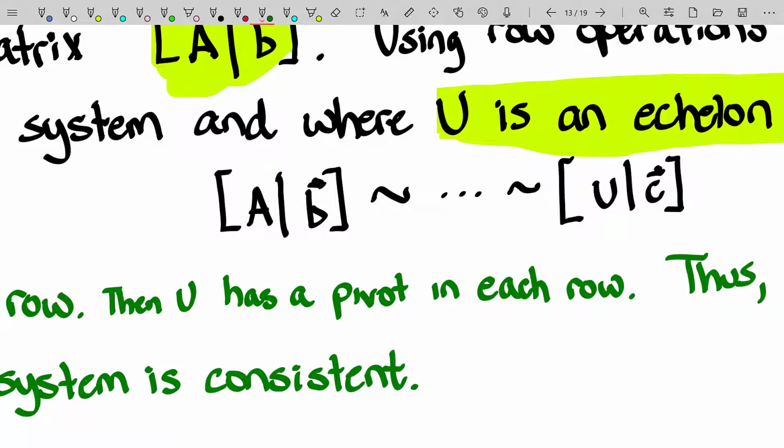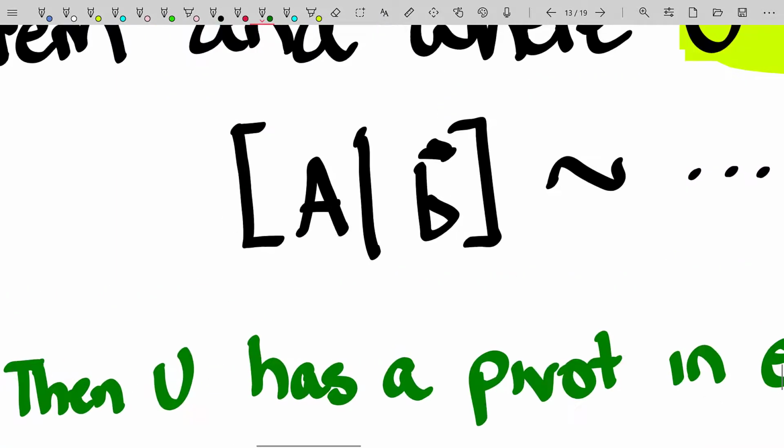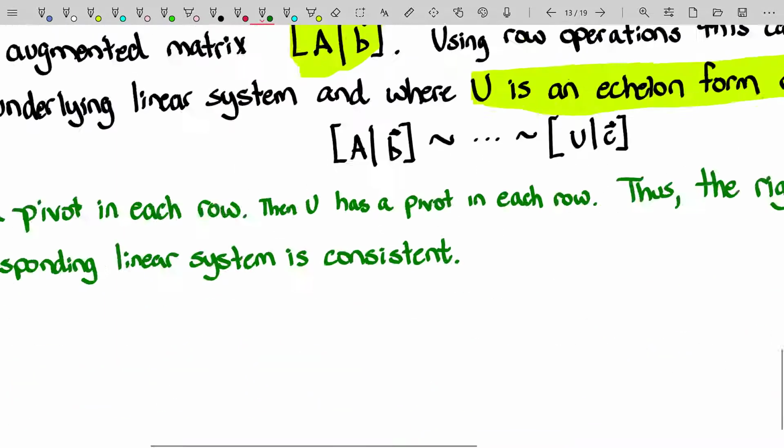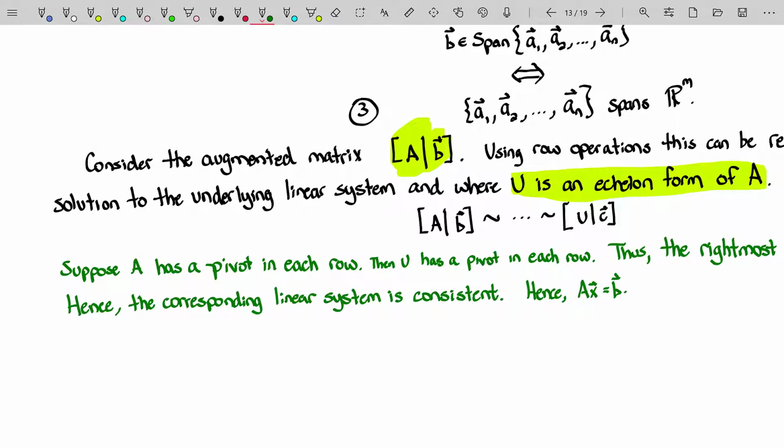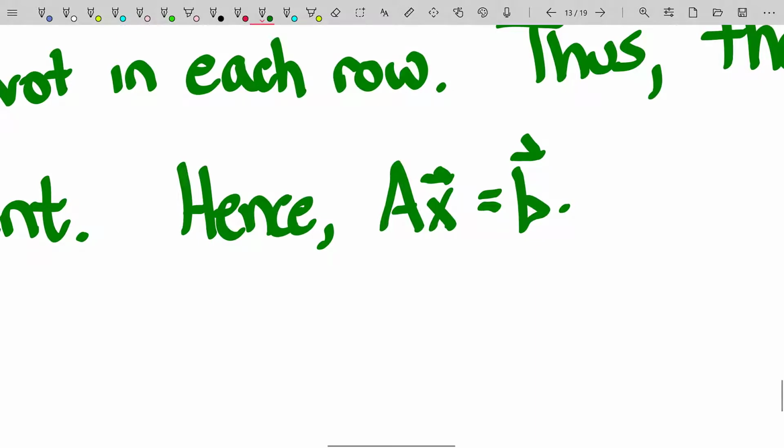And because the solution to the linear system associated with U augmented with C exists, because the system is consistent, then the solution to the linear system associated with the augmented matrix AB must also exist. Note, I didn't tell you where I grabbed B from. In other words, I didn't give you a specific B. I just said, suppose that we grabbed a B from R^m, just a random B from R^m. So therefore AX equals B has a solution for any B in R^m.